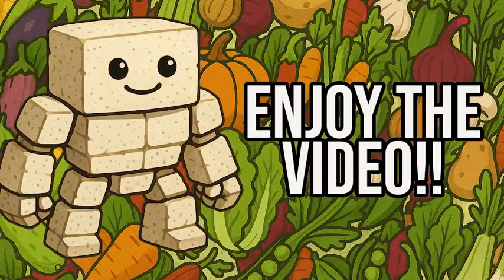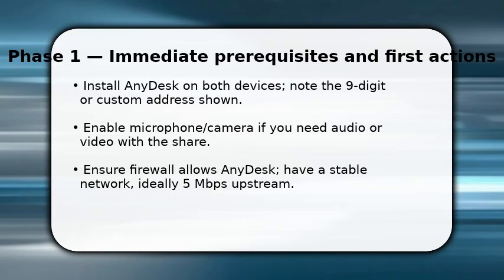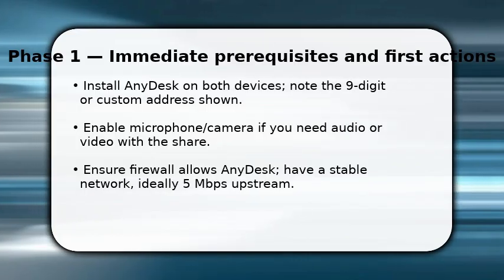Please enjoy the video. You begin by opening AnyDesk on your device and telling the other person the 9-digit address. This is how connections are routed. Once done, accept the incoming request on the receiving side so permissions can be negotiated.